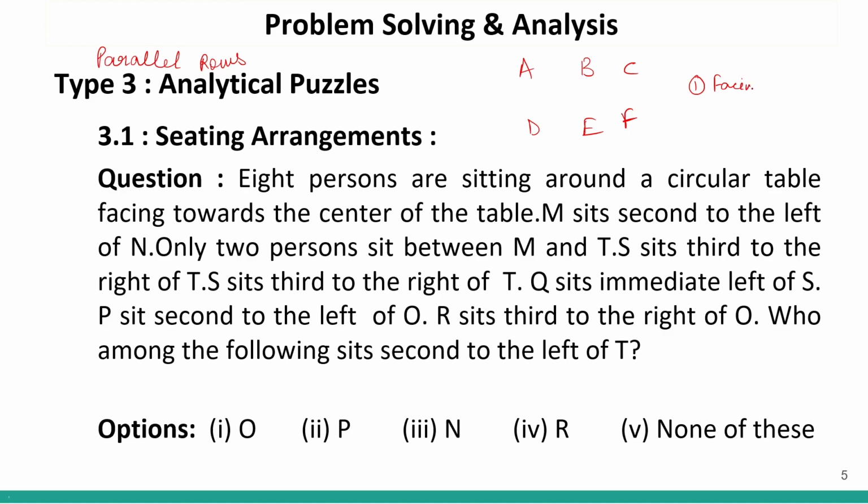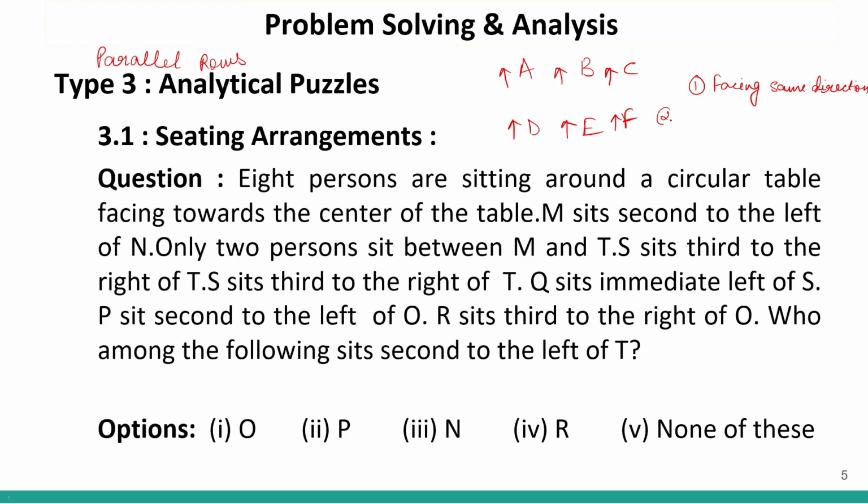facing the same side. That is, A is facing, let's say, north, B is also facing north, C is also facing north. Similarly, D is facing north, E is facing north, and F is facing north. So this is facing the same side, facing the same direction.